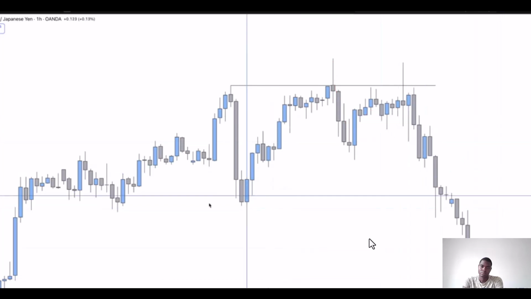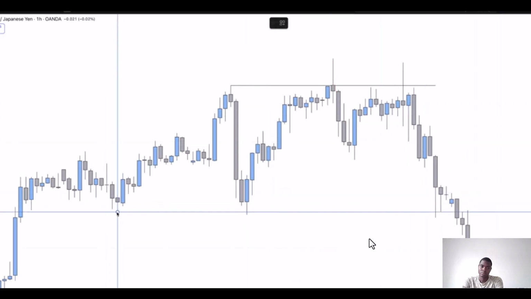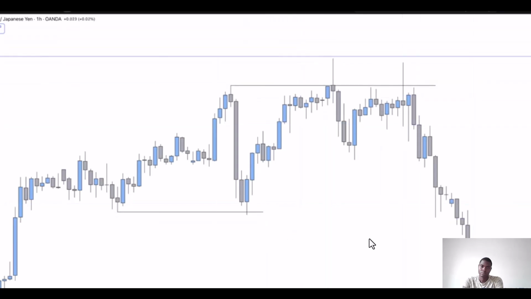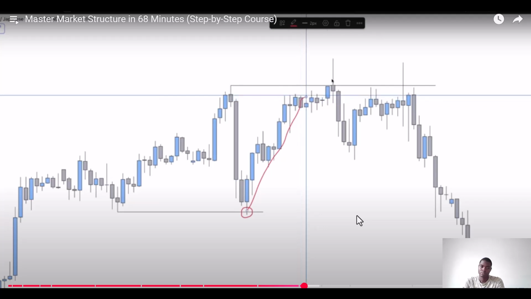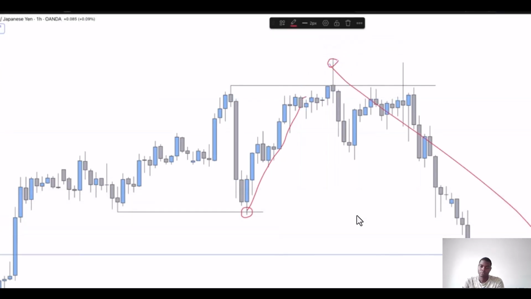As we can see when we look at, of course, the low we just drew on here and the high that we have up here. So we see a push beneath the swing low and then a sharp reversal. We see a push above the swing high and then a sharp reversal.